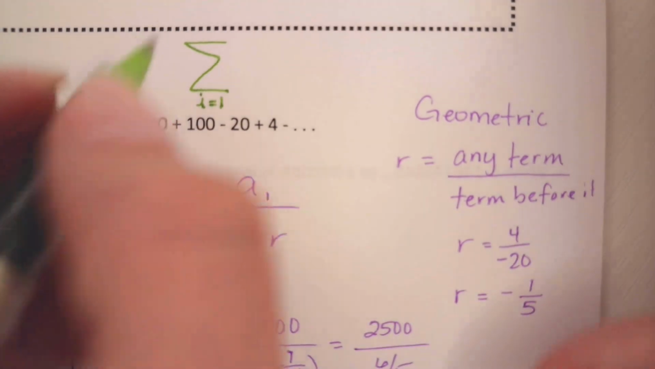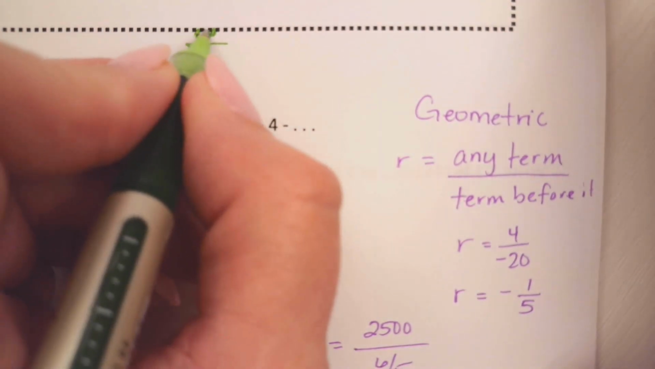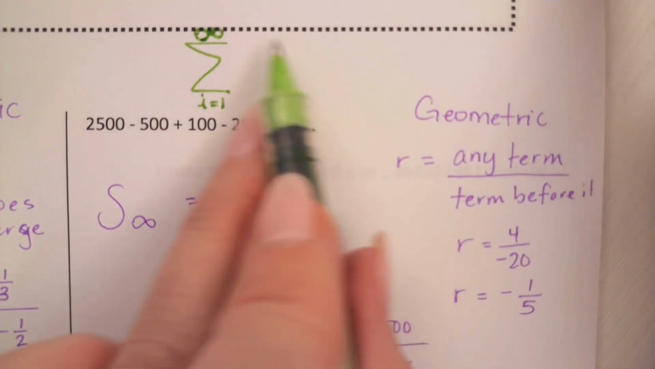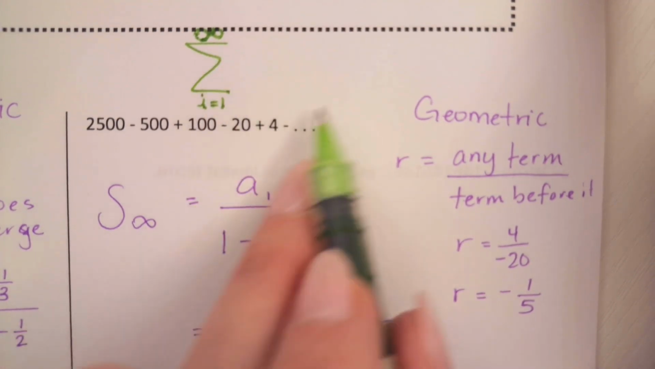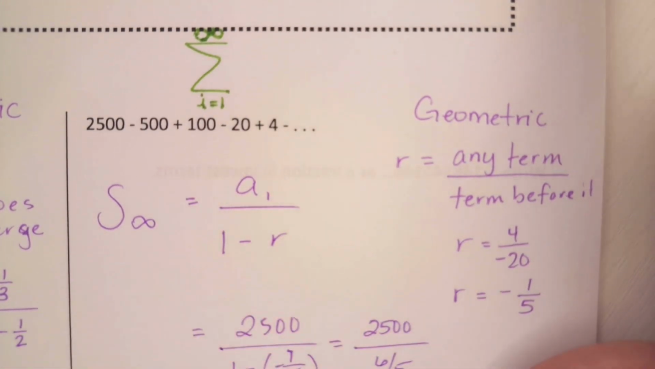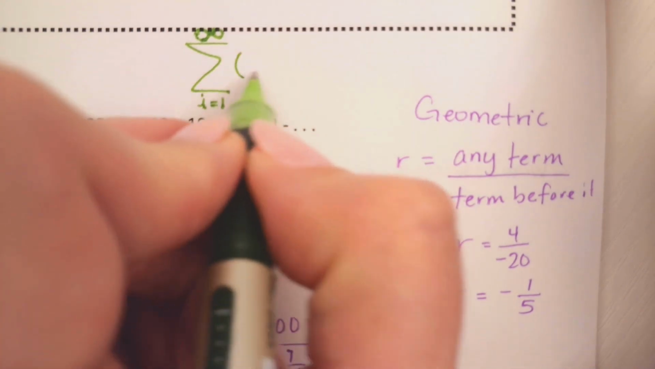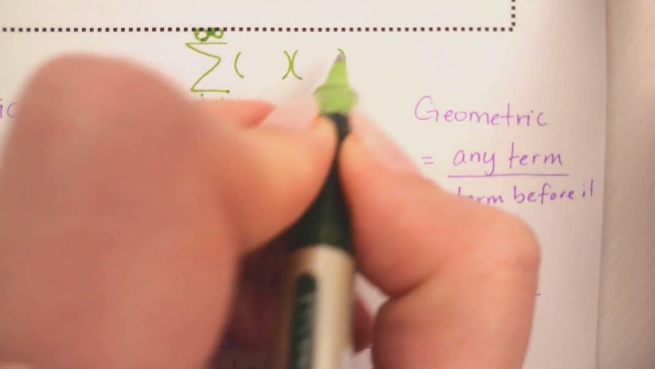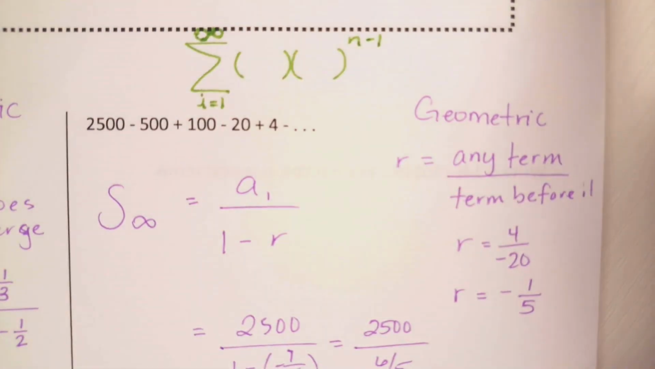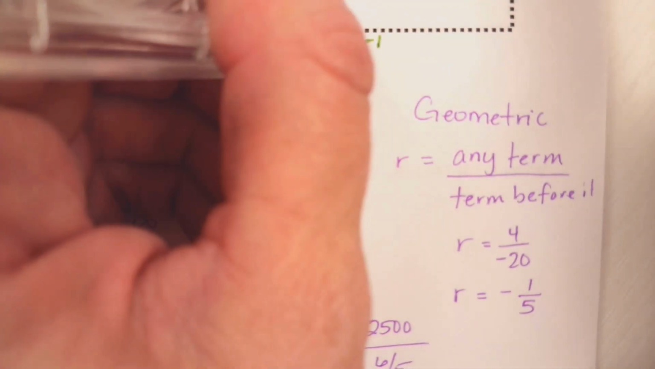Infinity. If we're going to dot, dot, dot, that would be infinity. Good job. Come on, infinity symbol. And then we'd have the geometric rule right here. Remember, for the geometric rule, the first part is your A1, and then you have your common ratio to the power of n minus 1. Actually, I think for ours we would have i minus 1.